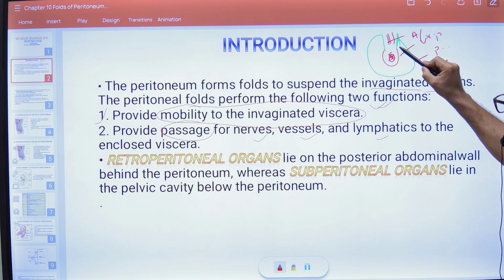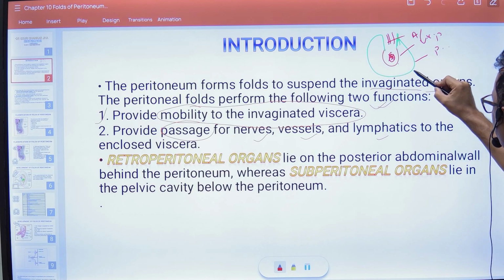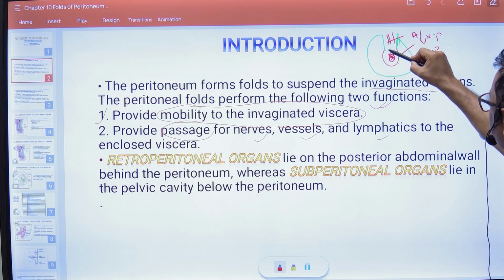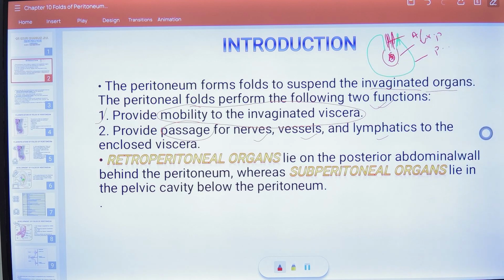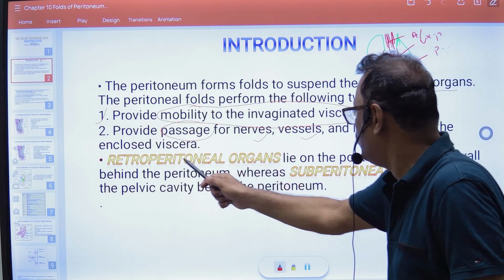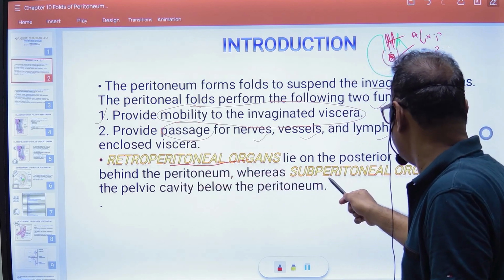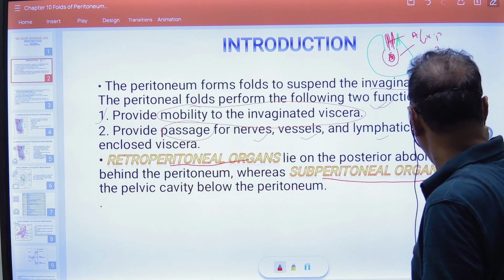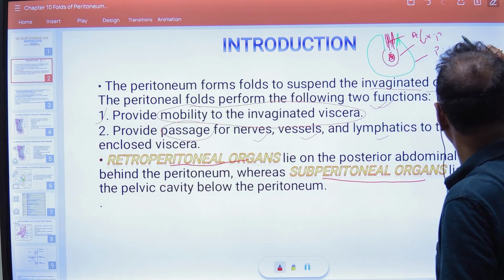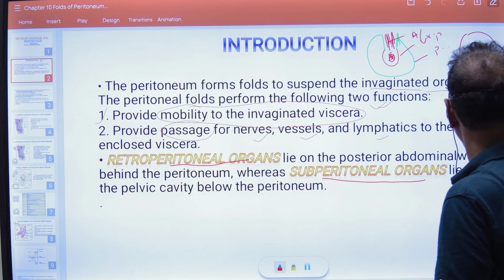This is the organ where we have got the visceral peritoneum. Here we have got the parietal peritoneum, and this will allow the passage of the artery, veins, and the nerve. And we have got two sorts of organs: one is the retroperitoneal, and the other is subperitoneal. As the name suggests, any organ in the abdominal cavity. This one is the abdominal cavity over here.